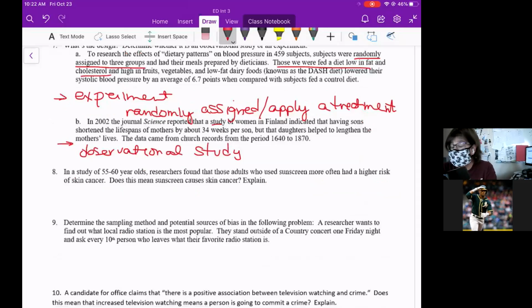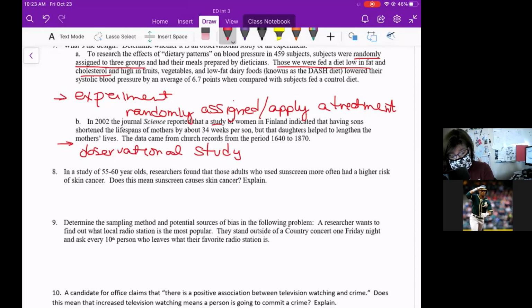Okay, so this one's talking about cause and effect. In a study of 55 to 60-year-olds, researchers found that those adults who use sunscreen more often had a higher risk of skin cancer. Does this mean sunscreen causes skin cancer? No. Why? They're older, so they're more susceptible to skin cancer anyway, and it also depends on how long you're in the sun, so that's another lurking variable. And were they using sunscreen their whole life? Those are all things you could write down, okay?